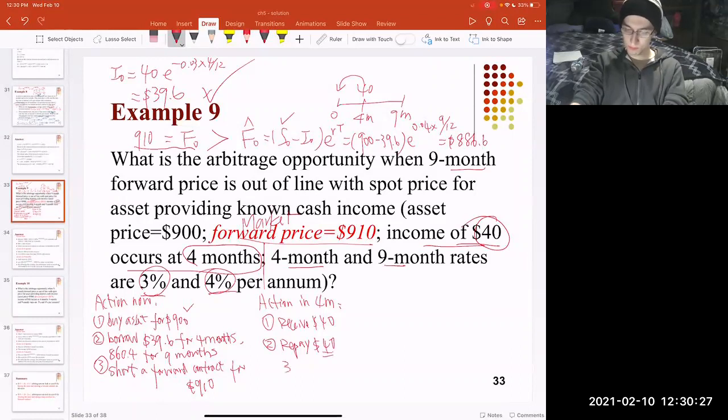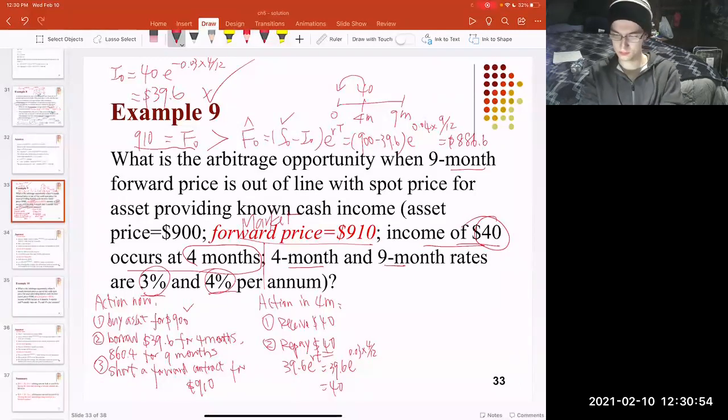Pay $40. How to get $40? Your principal is 39.6 and accumulate for 4 months, which is $40. You can double check: 0.03 and 4 months over 12. So that exactly equals 40. Okay, so you basically receive money, which is income, at the end of 4 months, $40 to pay the short-term loan. And then the action in 9 months.